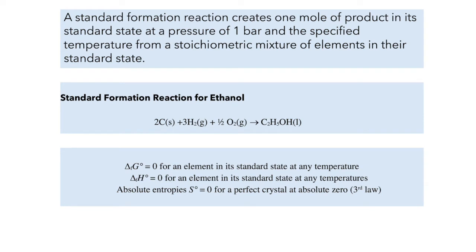We have to set the 0 for the scales of delta G, delta H, and delta S, and that we do as the following. Delta G of formation and delta H of formation for all elements in their standard states at any temperature, we set those equal to 0. Whereas the third law of thermodynamics tells us that the absolute entropy of a perfect pure crystal is 0 when we go to a temperature of 0 Kelvin.